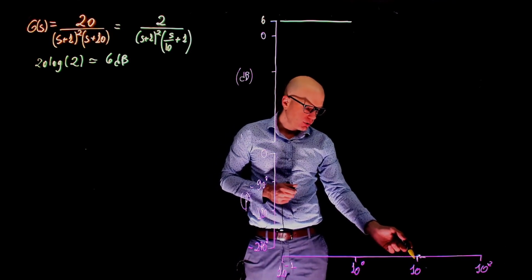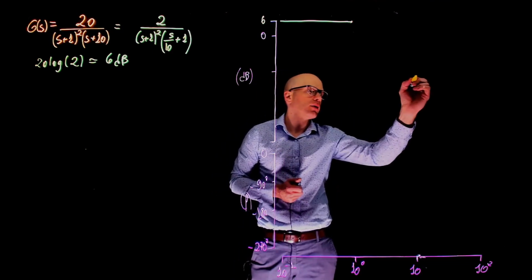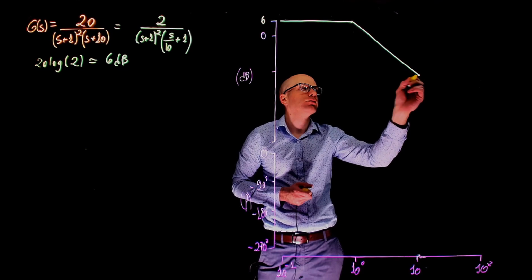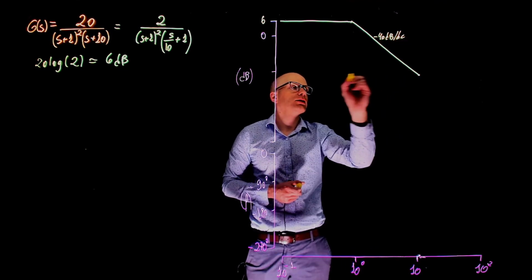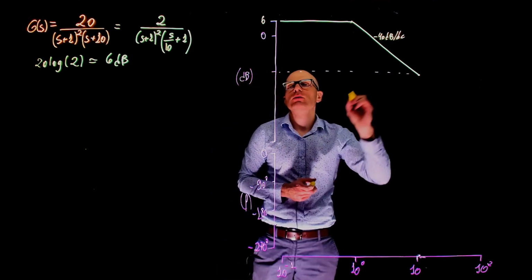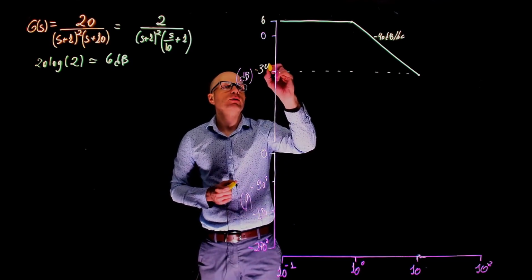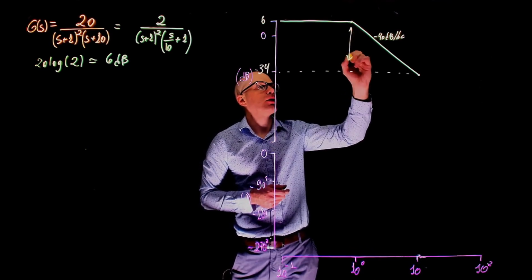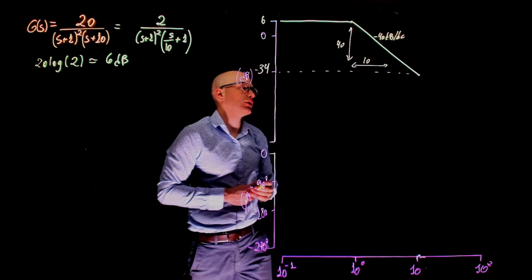So what is the magnitude at 10? Well, if here we are at 6, at 10, we should be at 6 minus 40, because this is negative 40 dB per decade, this is 1 decade, this is 40. So here we should be at roughly negative 34 dB. Alright, so this is a decay of 40 for a jump in frequency of 10, 1 decade.